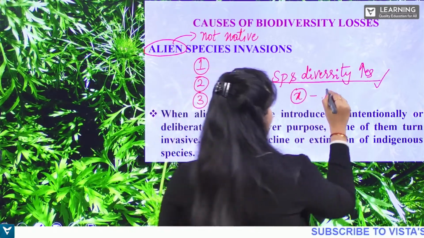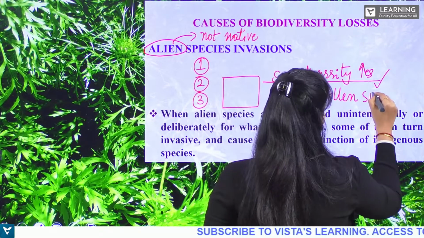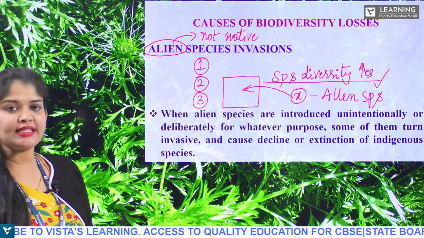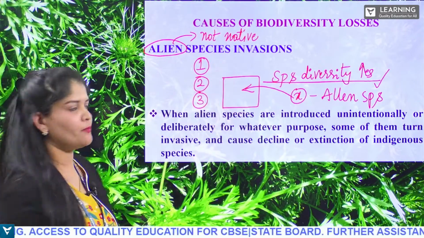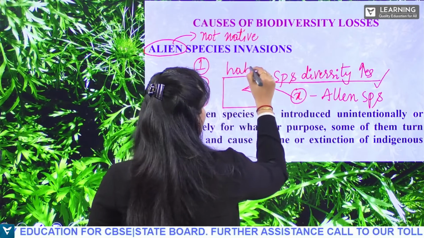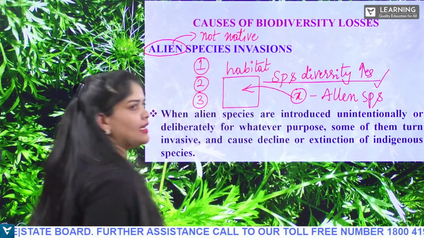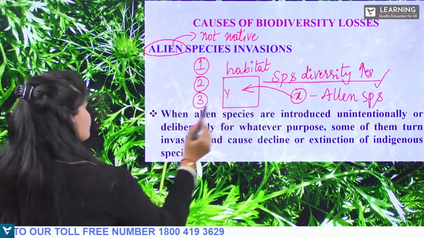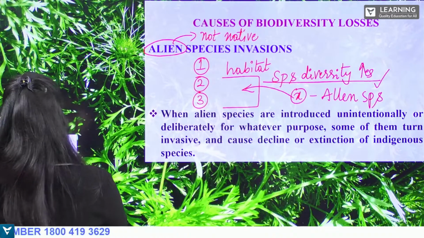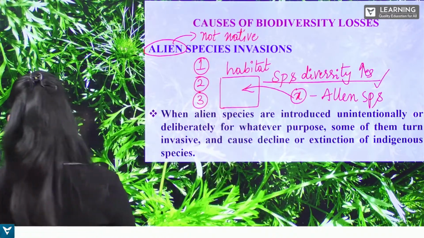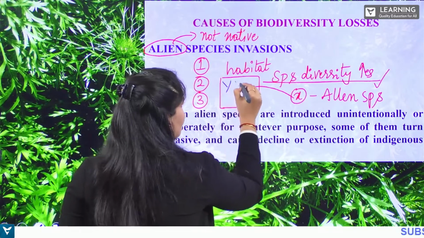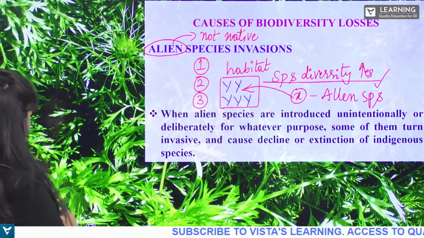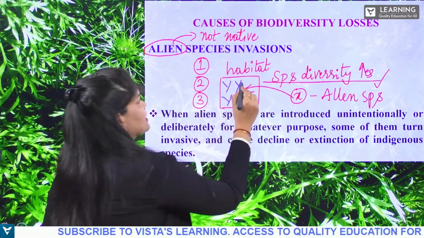This is the alien species. This X, the alien species, is now newly introduced into this habitat. This is the habitat. Let's take, for example, Y. Y are the species which already exist in this habitat. Now, there is an introduction of this X.